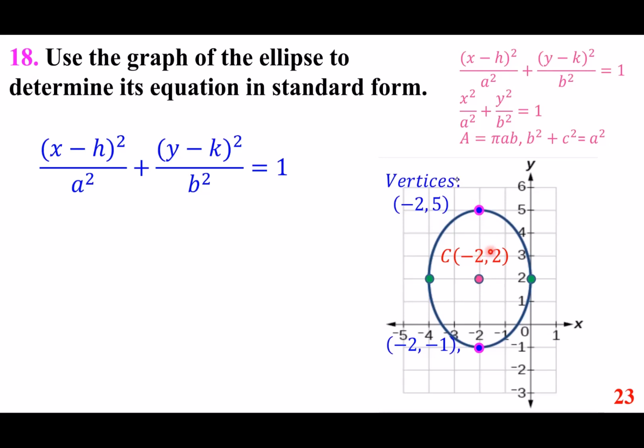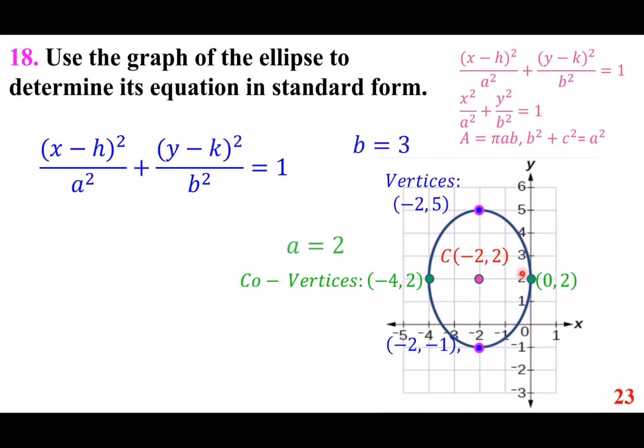So from 2 to 5, we go 3 units up. Therefore, b is 3 over here. This distance is a. From the center to the left or right, there is a distance of 2 units. It's easy to read it from here. Therefore, a is 2. So a is 2, b is 3.